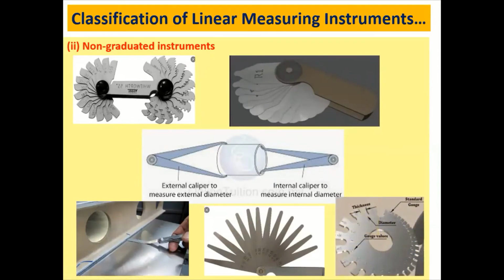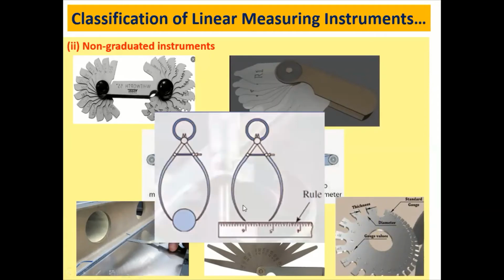This is a radius gauge, also called a thickness gauge. So this is how we are, you can see this is a caliper. If I am measuring the outer diameter, these dimensions I have to transfer over the scale. Ultimately we need a scale for that. So all these are the non-graduated instruments.